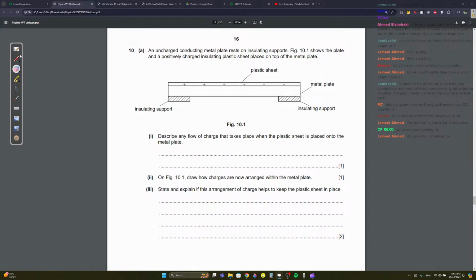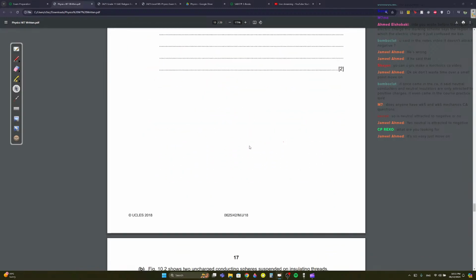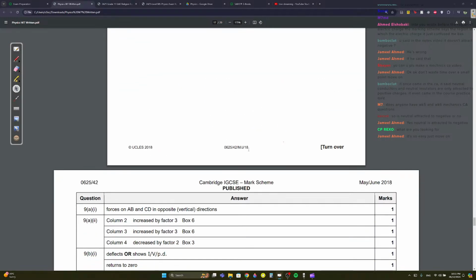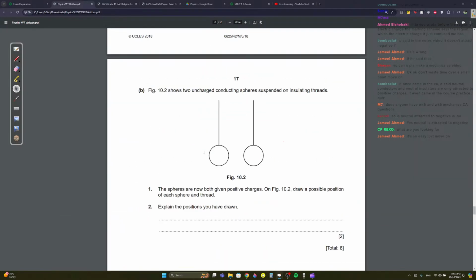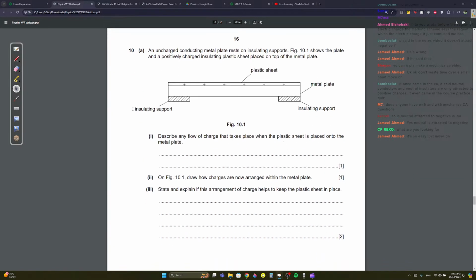Let's see what's happening here. So we have an uncharged conducting metal plate. So this is the metal plate. It's neutral. It's resting on insulating supports. Figure 10.1 shows the plate and a positively charged insulating plastic sheet placed on top of the metal plate. So we have a plastic sheet up. Describe any flow of charge that takes place when the plastic sheet is placed onto the metal plate. I don't think there should be any flow of charge because it's insulating. Let's check the answer. Electrons in the metal move up. Okay. That's what they mean.